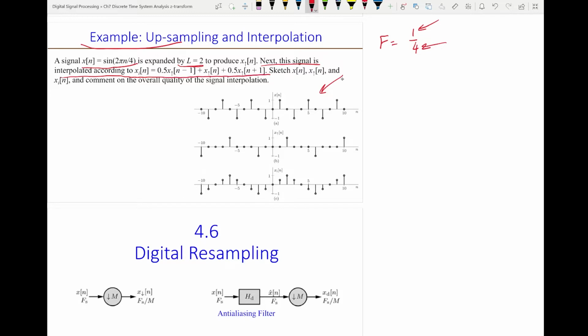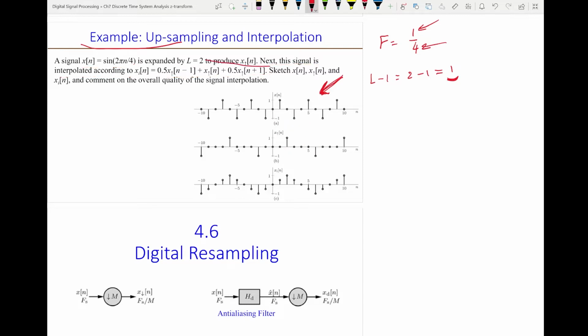Okay, so to expand this by a factor of 2 without interpolation, L minus 1, that's 2 minus 1, that's 1. So I will add one 0 between samples. So this will be this one here, then I add a 0, then this will be here, then I add a 0, then this will be here, then I add a 0, and this will be here, and so forth.